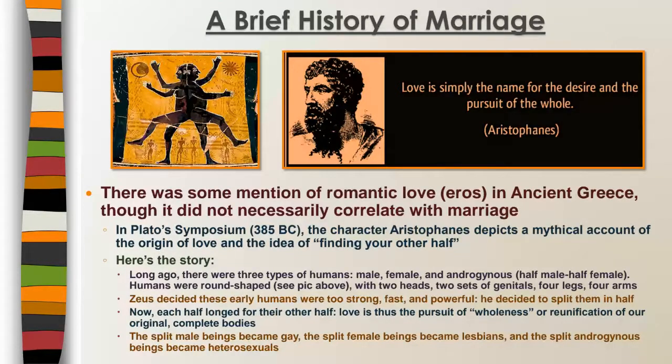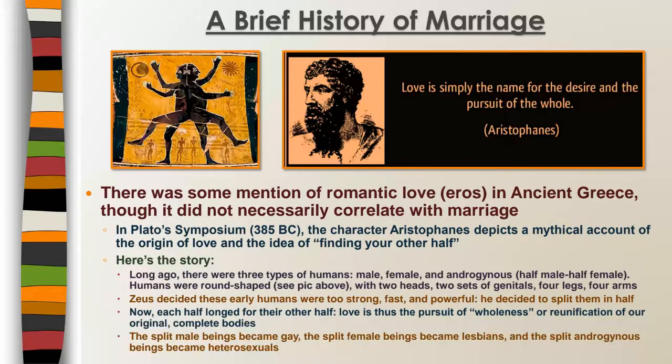Now, there's a little bit of a mention of romantic love in ancient Greece. It kind of starts to get introduced to us here, though it's not necessarily correlated with marriage or why you would get married to someone. Romantic love was kind of like outside of marriage, didn't necessarily have to result in a marriage.